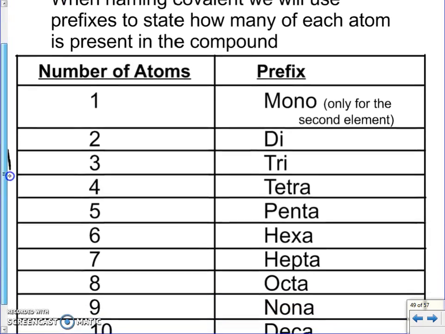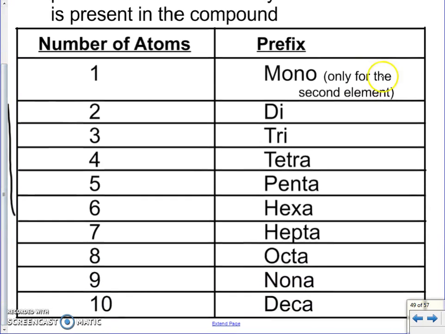So if we're looking at these, 1 is mono, and that is actually only ever used for the second element, which we'll talk about in just a minute. 2 is di, 3 tri, 4 tetra, and from here these will sound like your typical geometry names. 5 penta, like a pentagon, 6 hexa, hexagon, 7 hepta, 8 octa, 9 nona, and 10 deca. And we won't typically ever go above 10, so those are really the only 10 that you need to know.